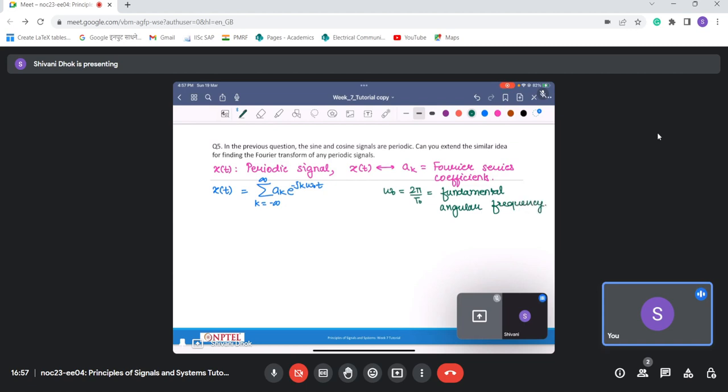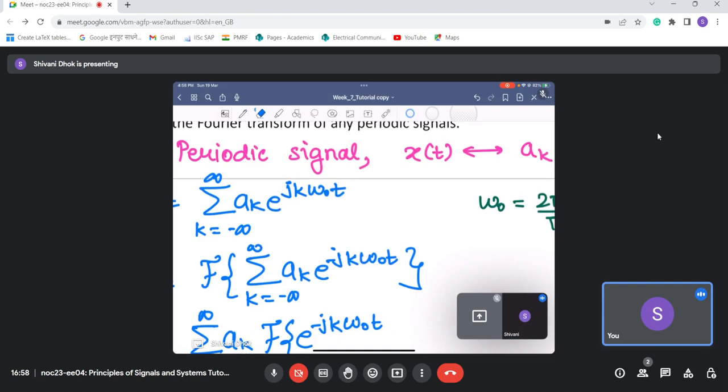And we need to find the Fourier transform of this. So we can write X of omega as the Fourier transform of summation k running from minus infinity to infinity a_k e power j k omega naught t, which we can write as summation k running from minus infinity to infinity a_k. This a_k is constant, not a function of t, so I can take it outside, times the Fourier transform of e power j k omega naught t. I'm extremely sorry, this is plus.